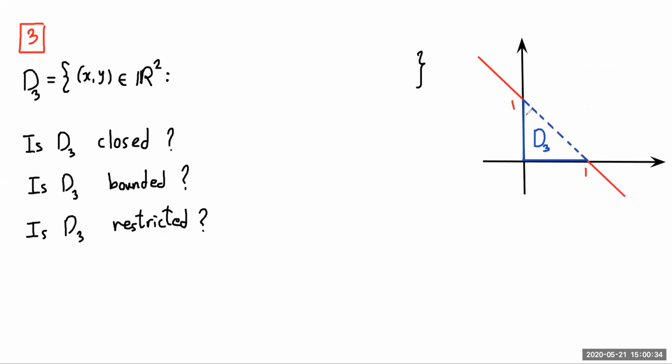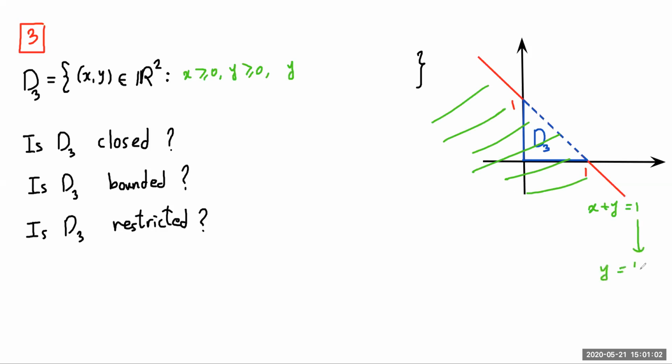Next example, it's the inside of the triangle without this side. The equation of this line is x plus y equals 1. So I will take x greater than or equal to 0, y greater than or equal to 0, and y. Remember that for this whole region, the equation of this line is y equals 1 minus x. So here y is less than or equal to 1 minus x, with the line. The line is included in this inequality.